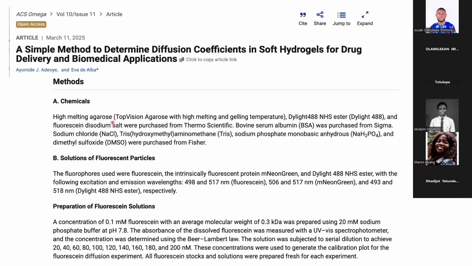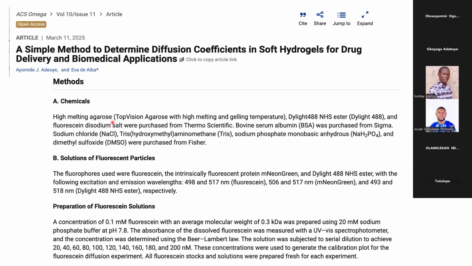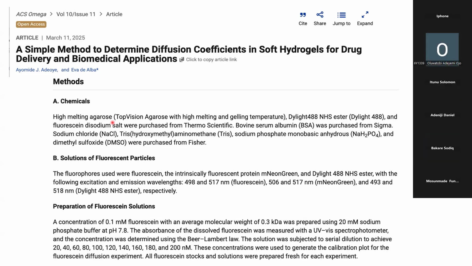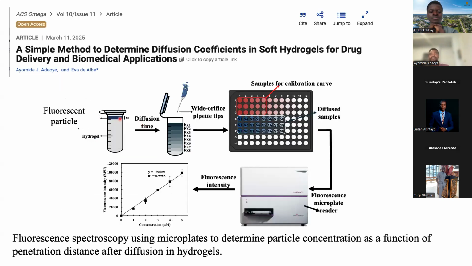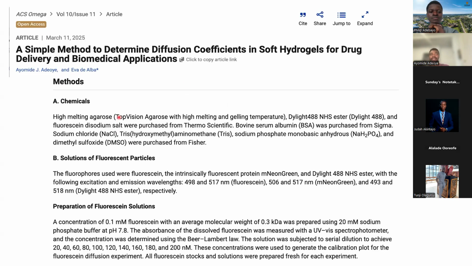So those are the important things you have to take note of: if people are reading my project without me being there, are they going to understand it? That is why your methodology is really important. So I highlighted all the chemicals I use. Now, I also said I use fluorescent particles of different sizes. I have to list all these particles and how I got them.